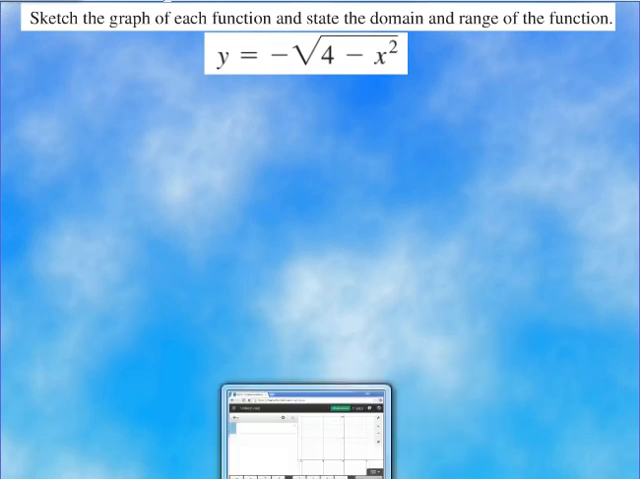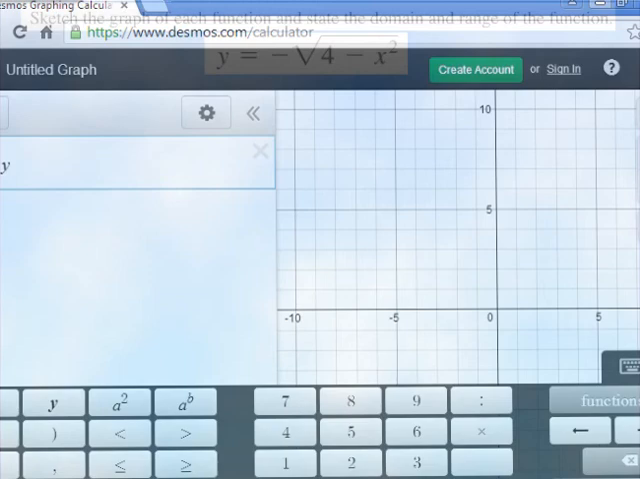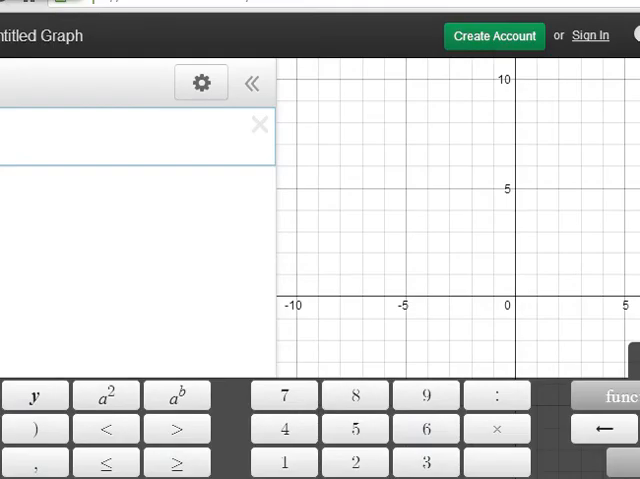Let's just do it with our graphing calculator here. If you don't have a graphing calculator at home, I recommend Desmos, D-E-S-M-O-S. If you just have your computer and there's no way to get you a graphing calculator, this is a very good program. It actually gives you better graphs than the graphing calculator we use.